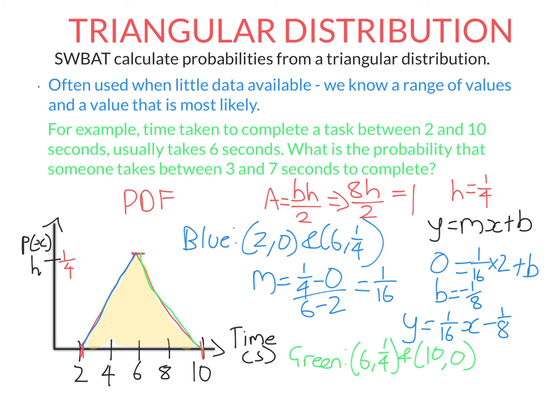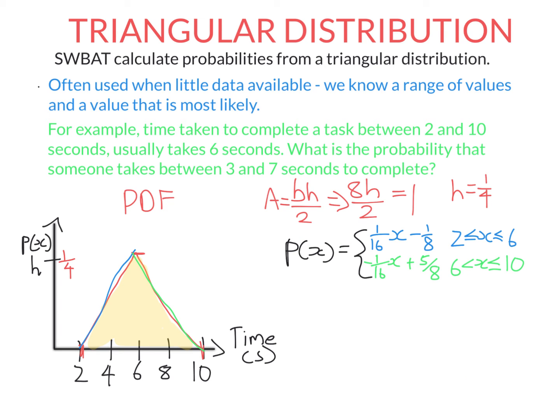Similarly, the green line will pass through these 2 points. I'm going to find its gradient and y-intercept. Using (y2 minus y1) over (x2 minus x1), this time I get the gradient is negative 1 over 16. Substituting into y = mx + b, I get this equation here. And so I get b is positive 10 over 16, or 5 over 8. So the equation of the green line will be y = negative 1 over 16 x plus 5 over 8. I'm going to rub out this working out. Please pause and copy down if you need.